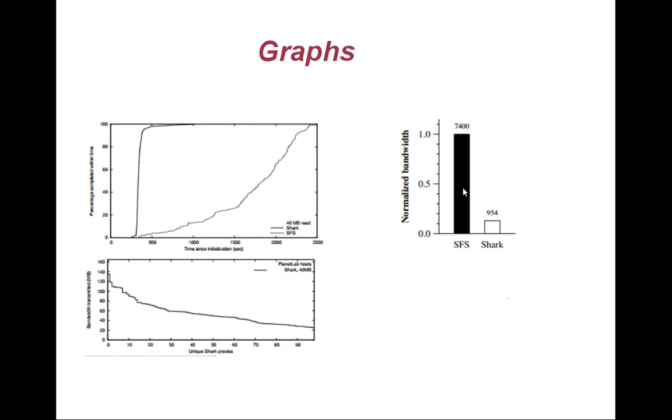And this is where you see the normalized bandwidth on 185 hosts with 40 megabyte files. All 185 hosts try to read the 40 megabyte file. SFS will simply have 185 times 40 megabytes, so it will be using 7,400 megabytes, which is a lot. But with the test performed by Shark, it only uses 954 megabytes, which is a huge drop.